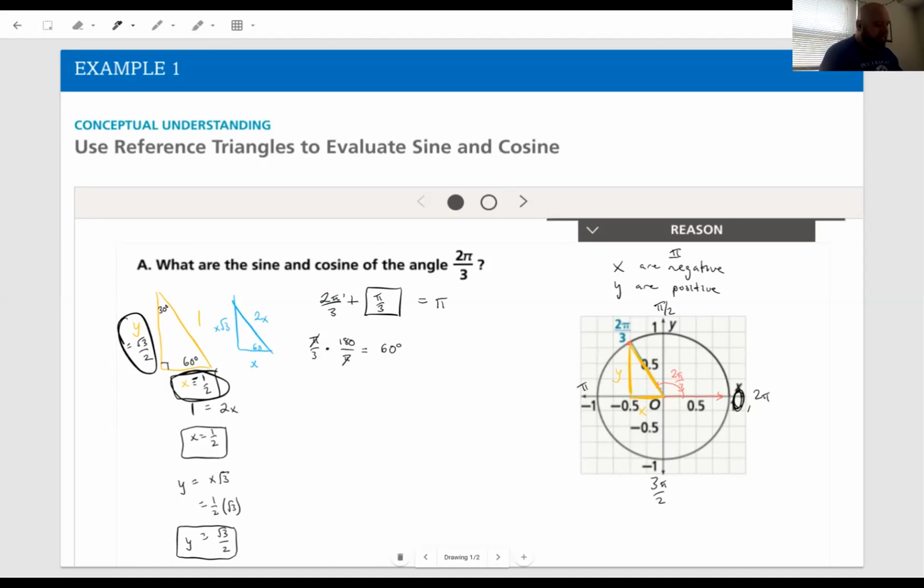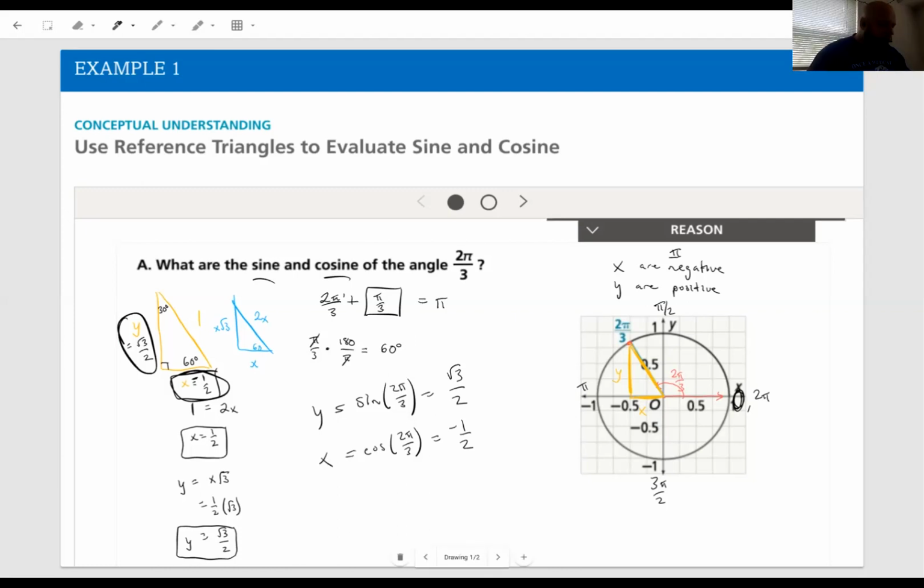So once you have the values on your triangle, now we can answer the questions, what's the sine and what's the cosine for this angle? So the sine of 2 pi over 3 is just the y value. That's what we talked about in the warm-up. That's going to be square root of 3 over 2. The cosine of 2 pi over 3 is negative 1/2 because it's the x value. Remember, sine is y, cosine is x.